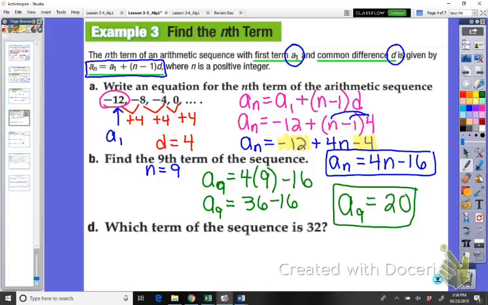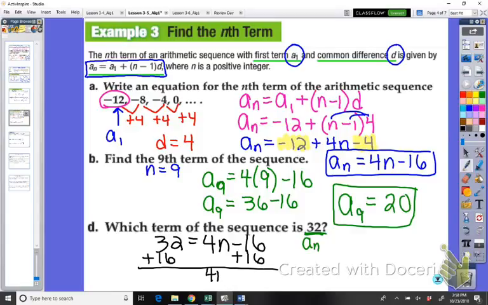And then which term of the sequence is 32? So that means this gets replaced where the a sub n was. So 32 equals 4n minus 16. I want to know what term number. So I want to solve for n here. So we're going to add 16 to both sides. 4n equals 48. And divide both sides by 4. You get n is 12. So what term in the sequence gives you 32? Your answer is the 12th term.